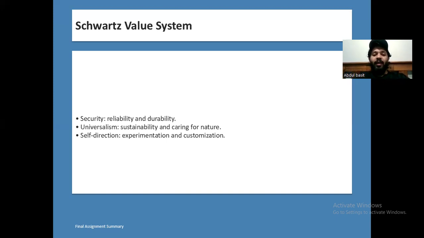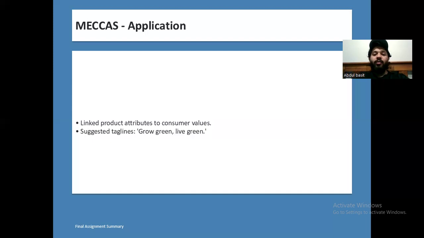So, the application of the Means-End Chain: by linking attributes to values, I created a campaign message like "grow green, live green." This simple line connects the product's technical side with emotional appeal. The lesson here is that products succeed when they resonate with consumers' deeper values. Marketers who understand this can build stronger emotional connections with their customers.